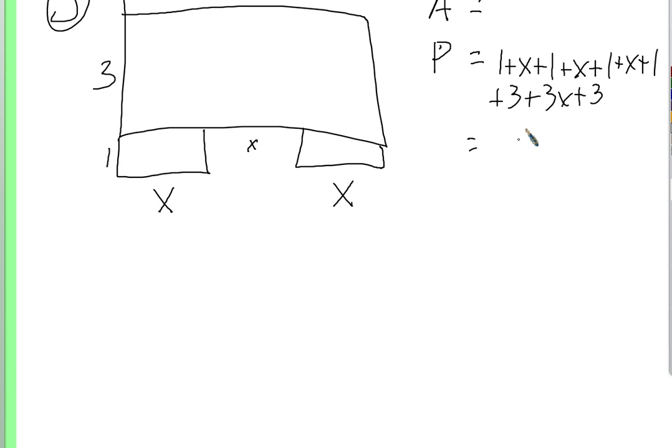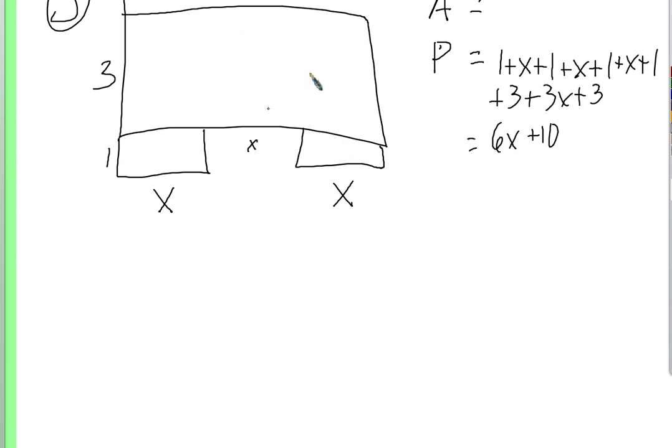We've got x, 2x, 3x, 6x. 1, 2, 3, 4, 7, 10. 6x plus 10. Okay? Now we need the area of this big guy, this little guy here, and this little guy here, and we add them all up, right?